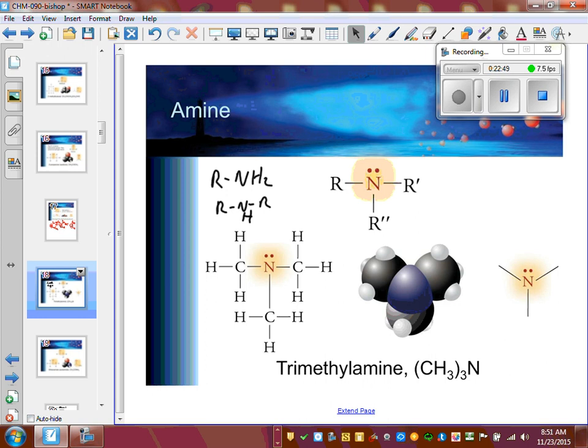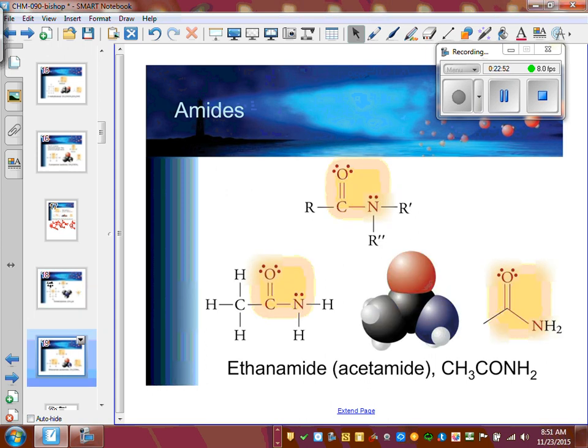So you go from amines to amides. RC double bond O N R. It kind of looks like a carboxylic acid, but we have nitrogen in there. Again, they're showing the chemical name ethanamide, common name acetamide. So you're going to have to be able to identify all these compounds.